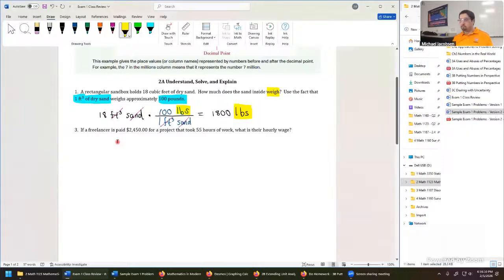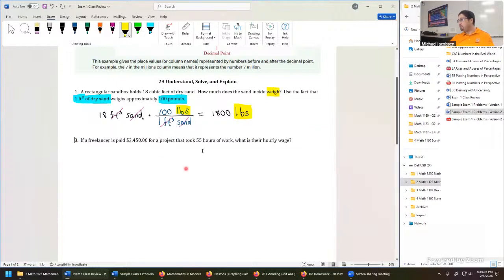So we're told on this one, a freelancer is paid $2,450 for a project that took 55 hours of work. Maybe it was building a fence, a deck, something like that. If we were thinking of how much this person made in a different unit, say hourly wage, we could get a better feel for whether this person was cheated. Did they get a good value for their work? For example, if they're a lawyer, this is probably not quite right. So we'll see what their hourly wage is.